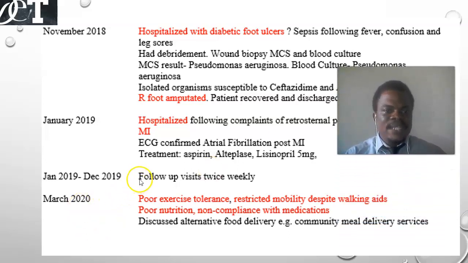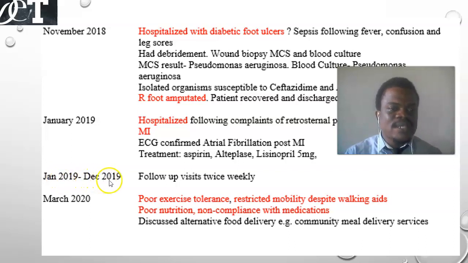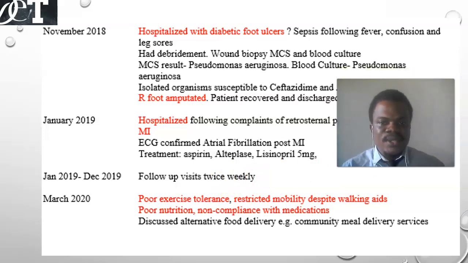So now, from January 2019 to December 2019, the patient was coming to the clinic, was followed up twice weekly. No need for this information. It will not help the nurse to monitor this patient.